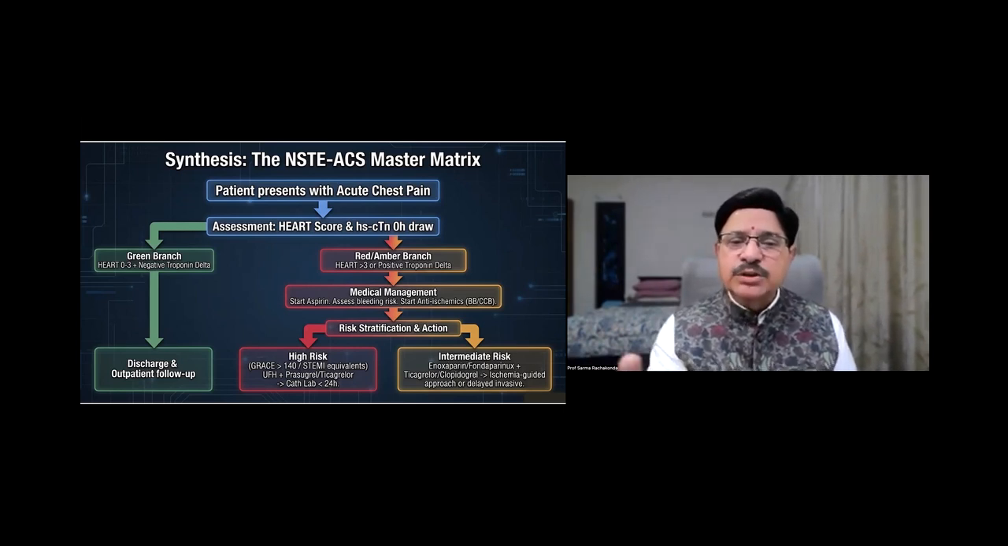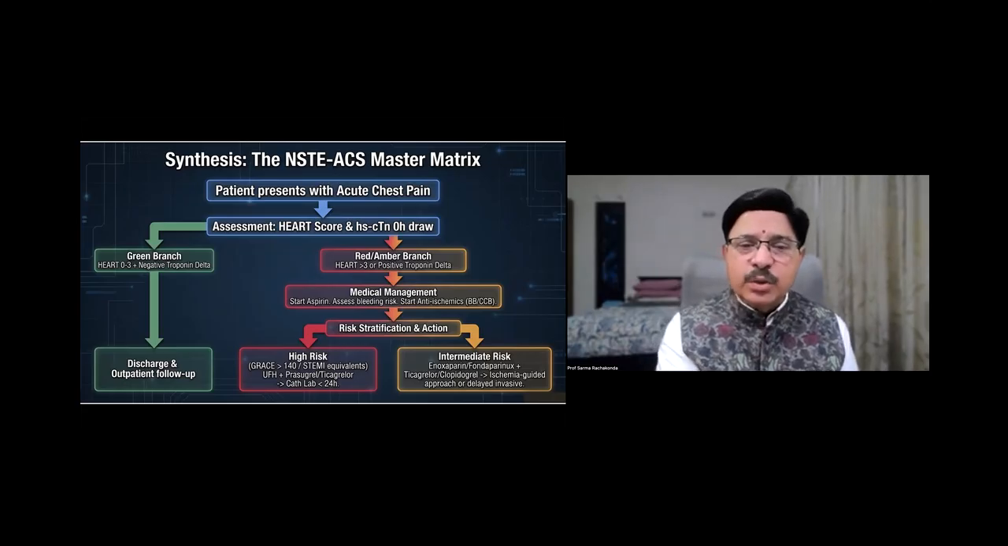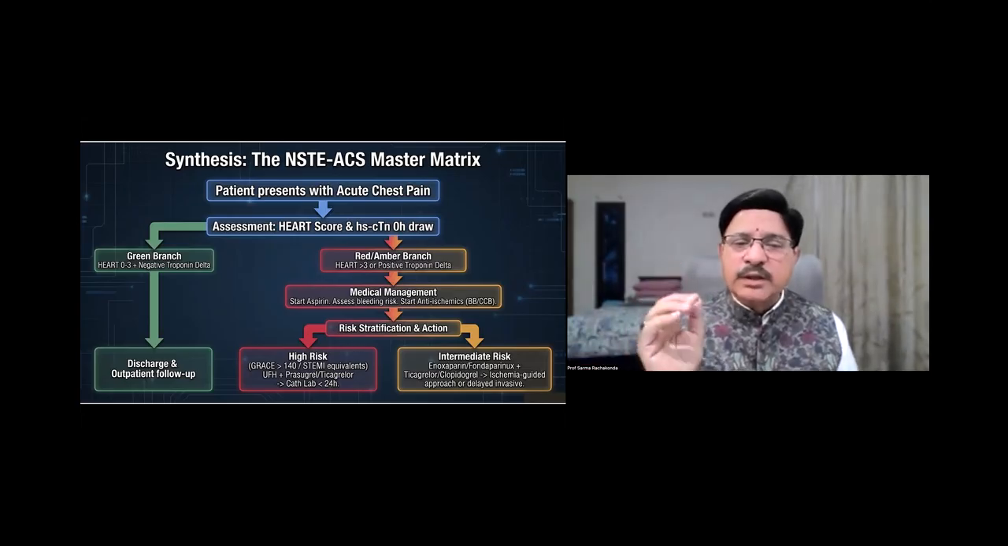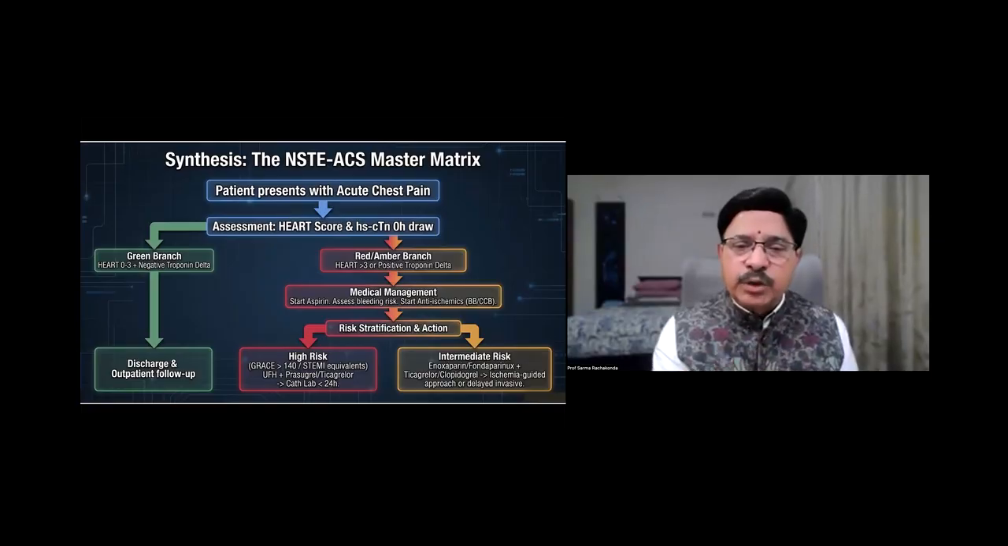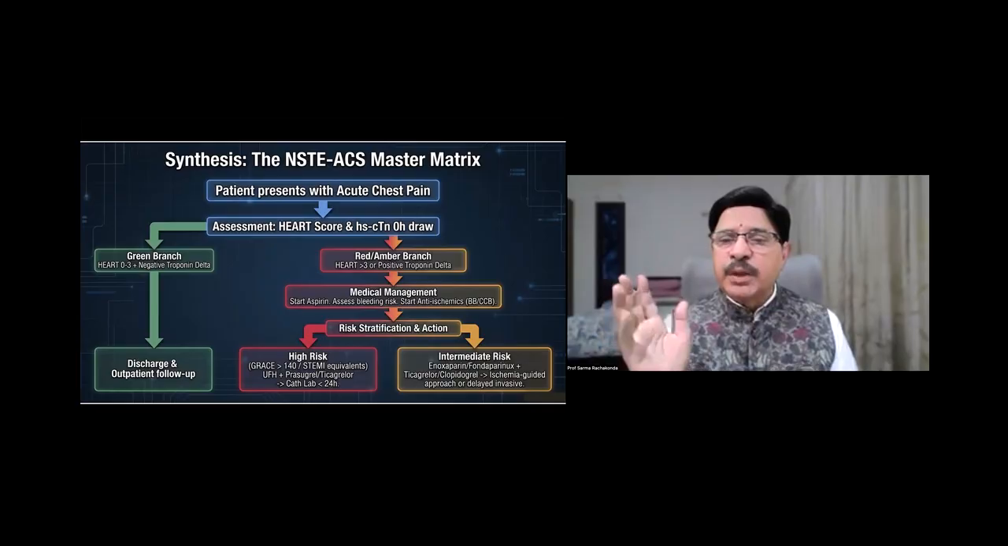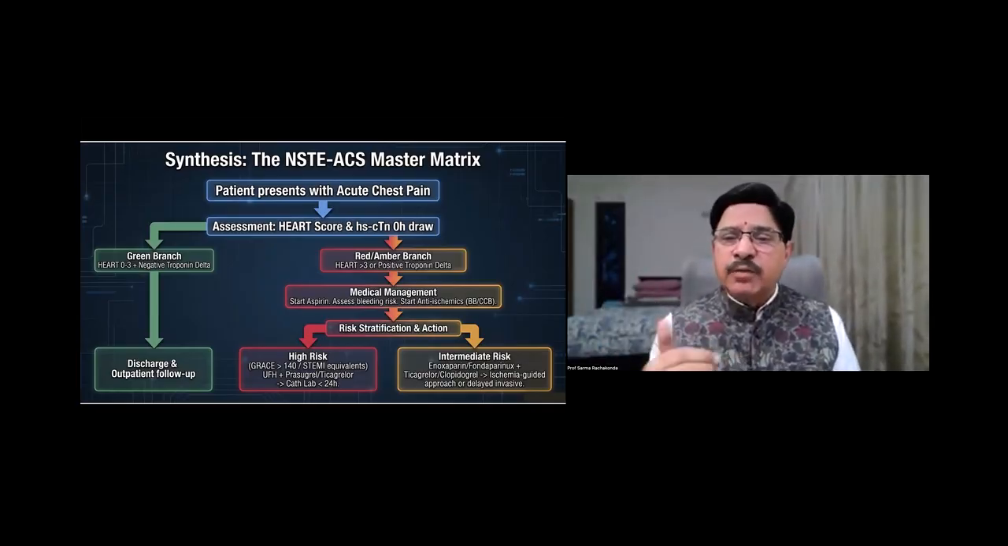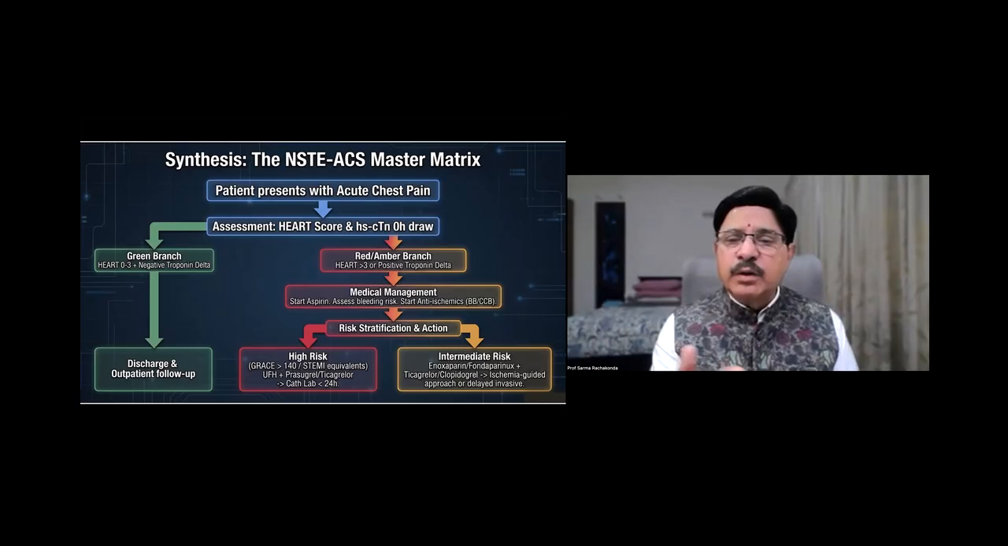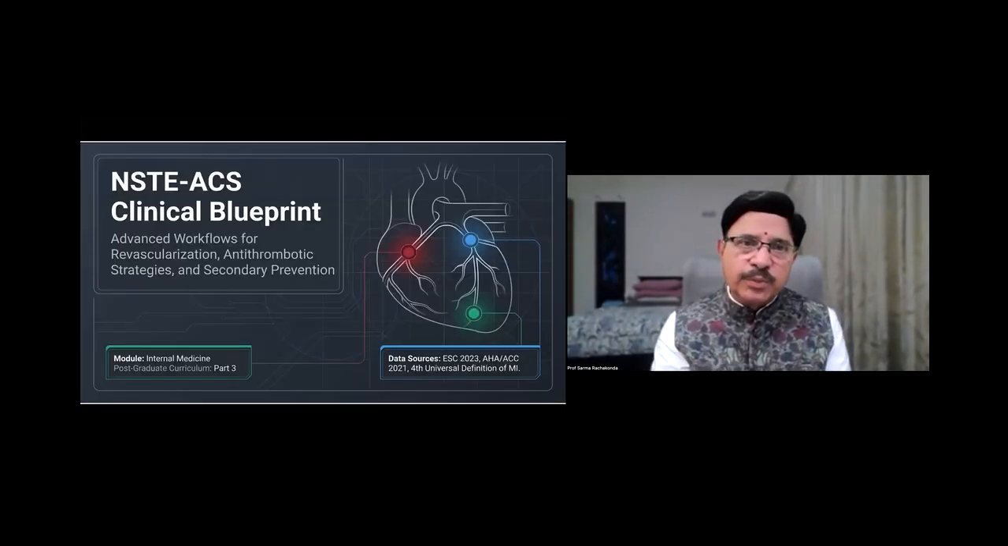Then, once you risk stratify using the GRACE score, more than 140, STEMI equivalents are there, Wellens, Winters, all these types of syndromes are there: unfractionated heparin, prasugrel or ticagrelor, cath lab within 24 hours. Immediate risk: enoxaparin, fondaparinux, ticagrelor, clopidogrel, ischemia-guided approach or delayed invasive.